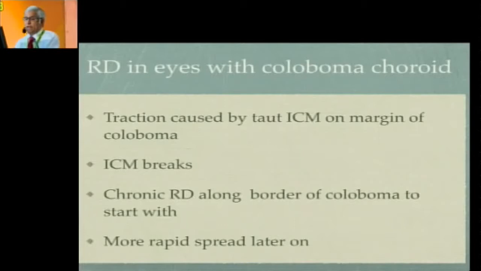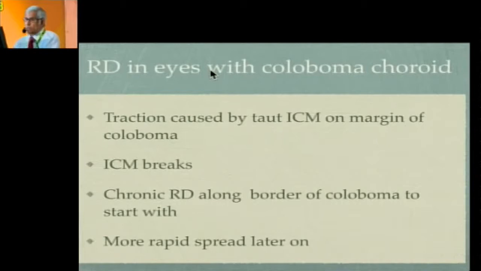In addition, you find that the ICM itself could be taut and could be a cause for the retina being lifted up at the margin of the coloboma. The detachment at the coloboma margin could also be chronic because very often the vitreous did not detach, and the traction is what leads to the repeated occurrences of RPE disturbance and demarcation lines. A more rapid spread occurs once there is some amount of liquid vitreous available for the retina to detach.